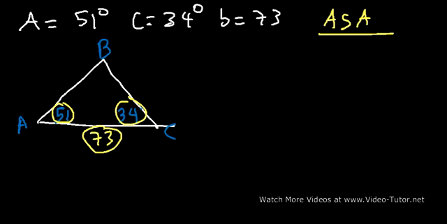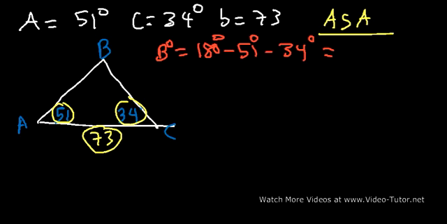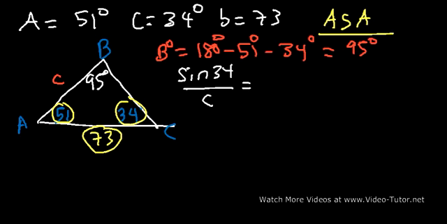So let's find the missing angle first. Angle B is equal to 180 minus 51 minus 34. If you have two angles, just go ahead and find the third one. So angle B is 95 degrees. Now let's solve for side C. Sine of angle C, which is 34, divided by C, is equal to, let's use B, sine of angle B, which is, actually, not 73, 95. Sine 95 over 73.